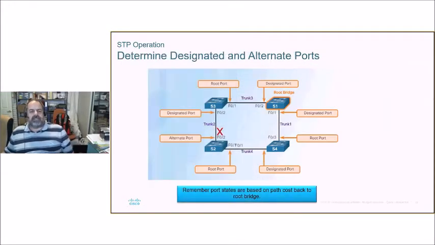Now, determine designated and alternate ports. Okay, we've got a different topology now. Remember, port states are based on the path cost back to the root bridge. Again, the root bridge here is S1, so that'll be a root port, and that'll be a root port. With this one, it's probably going to be a toss-up. They're all Fast Ethernet, but basically the lower port number will make it more likely.